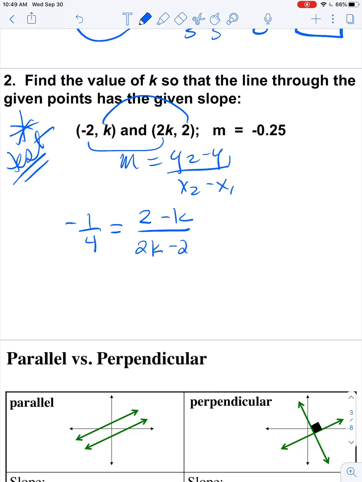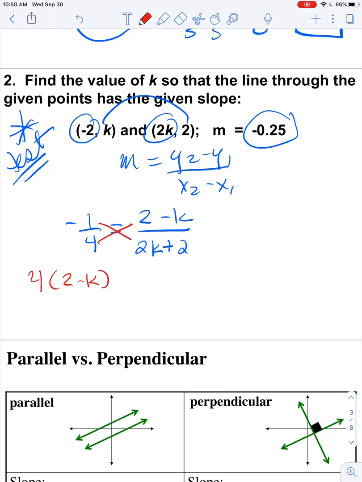Y2, which is 2, minus y1, which is k, over 2k minus 2, minus negative 2. Because the formula, remember, is this x value minus this one, when I subtract a negative, that will actually turn to positive. And the reason I like to change this into a fraction, which most people love to avoid, is now I can use cross multiplication since I have a ratio.